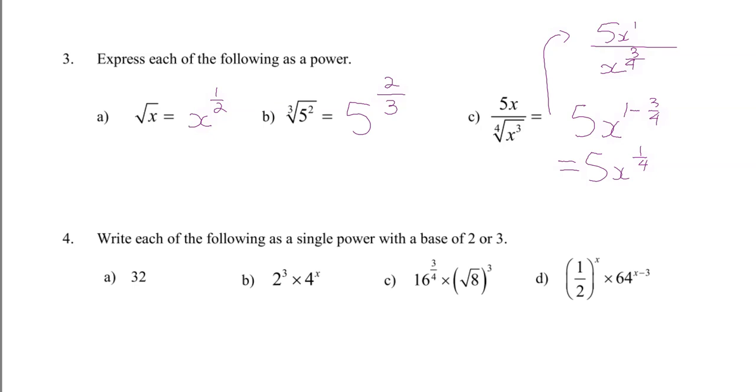1/4. Right? So 1 minus 3/4 is 1/4. 1 is 4 quarters, right? Like $1 is 4 quarters. Take away 3/4, you're left with 1/4.